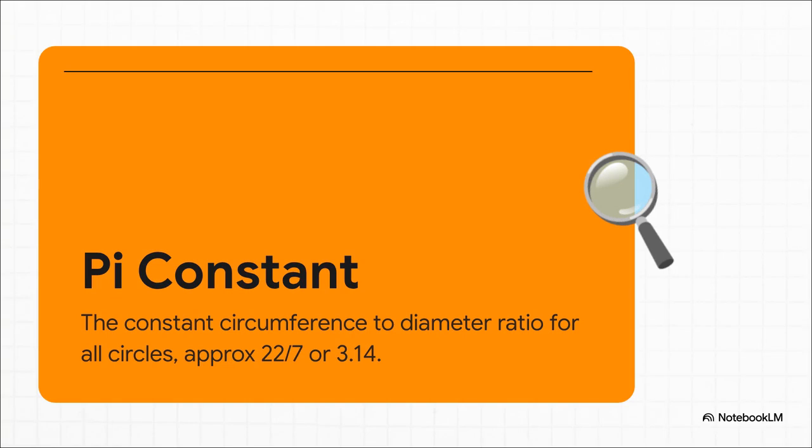Just like every square in existence has that rock-solid 4:1 ratio, literally every single circle in the universe shares its own constant ratio between its total perimeter, which we call circumference, and its diameter. We call this magical constant pi. Whether it's a coin in your pocket, a car tire, or a massive planet, if you divide the distance around it by the distance across it, you will always get pi, which is approximately 22/7 or 3.14.